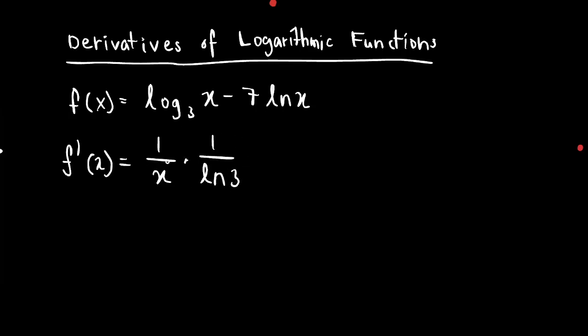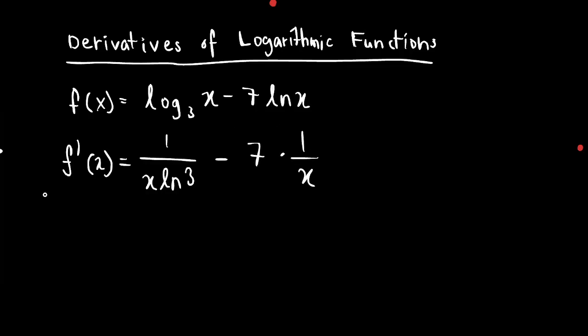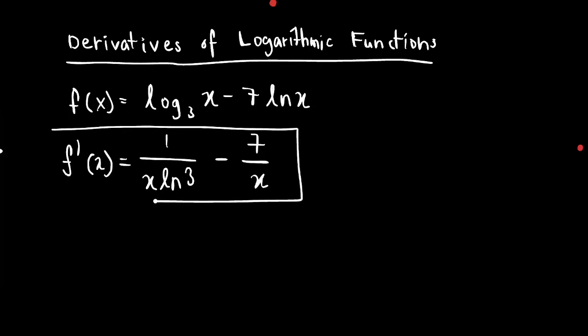You can see that this we can already just rewrite as 1 over x ln 3, and then we can move on to the next part. We know that the derivative of our natural log is just 1 over x. So this is 7 times 1 over x. We can rewrite that to just be 7 over x. So this is going to be our derivative here. We're just using, again, the tools that we just learned. Nothing too complicated.